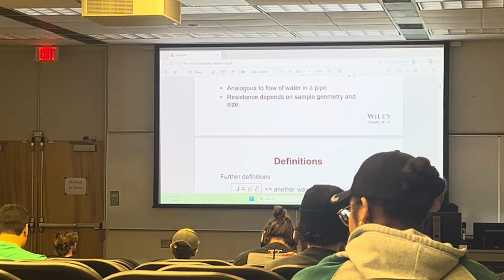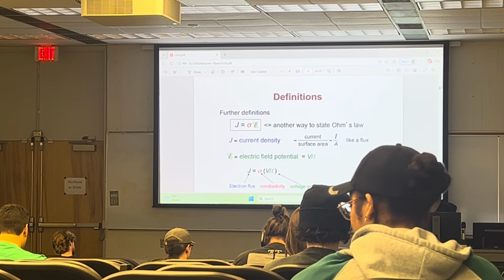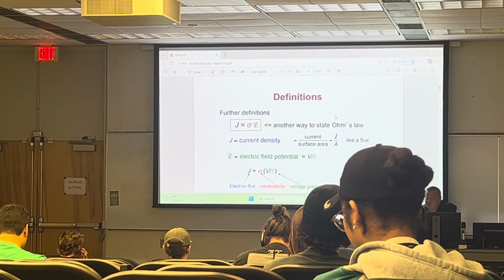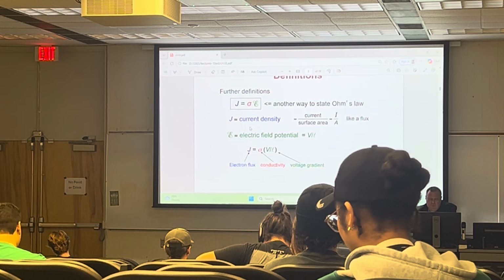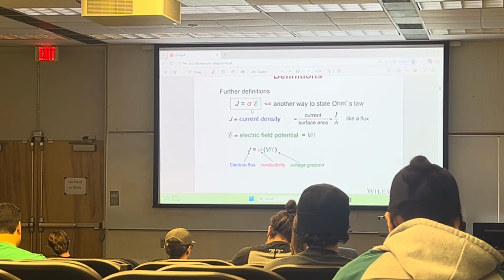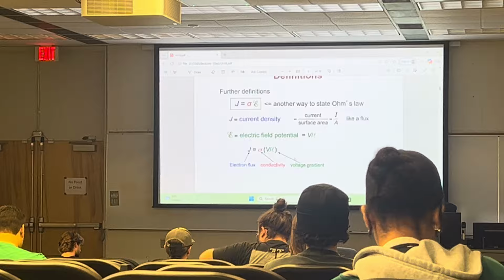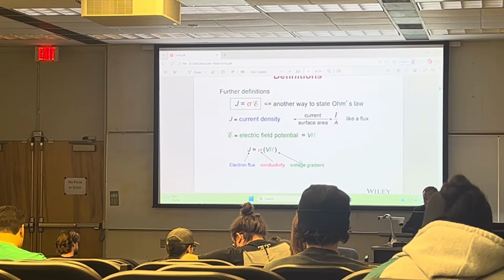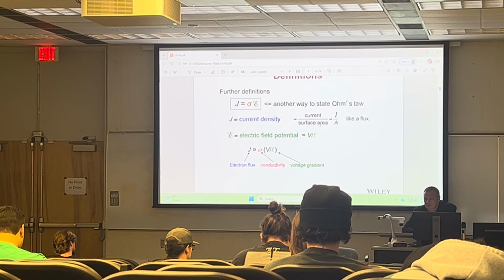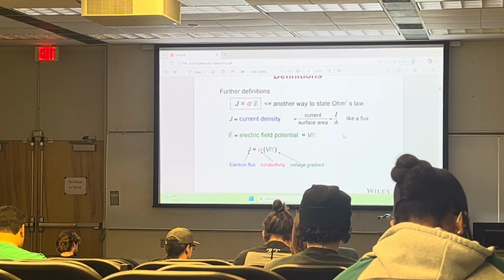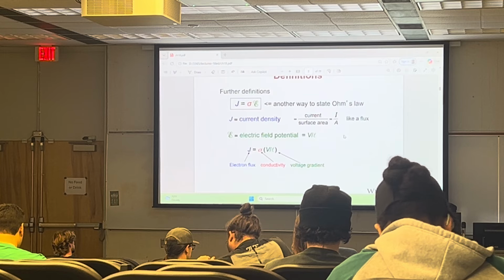Now today we're going to cover something else, which is the semiconductor physics, which is also very interesting. We need to give more definitions. So the current density, J, is equal to sigma, the conductivity, electrical conductivity, times eta. And eta is electric field potential, which is V over L, or voltage gradient. And this is another way of writing down the Ohm's law. So the current density is equal to the current divided by the surface area, and it is like a flux. So this is the advantage of representing this Ohm's law in this way.